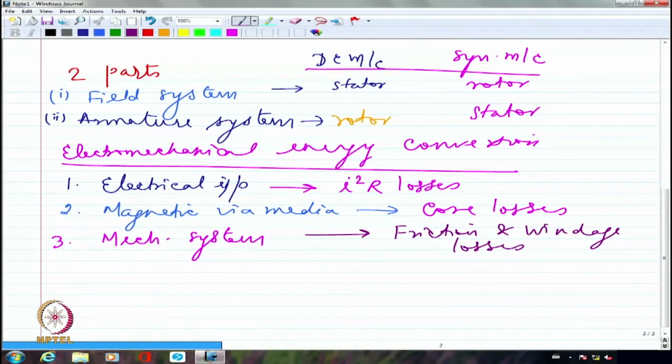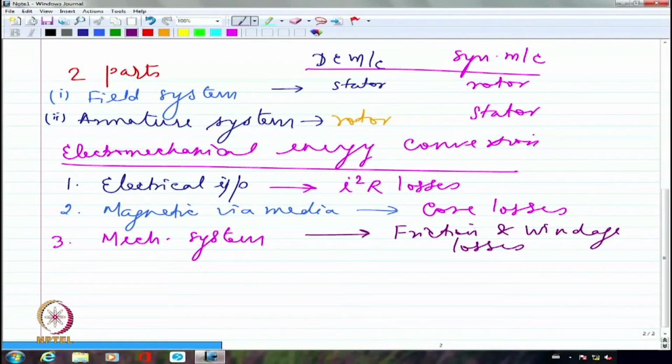What is windage? Any idea? What is windage? Friction, all of you know. What is windage? Windage is associated with wind.